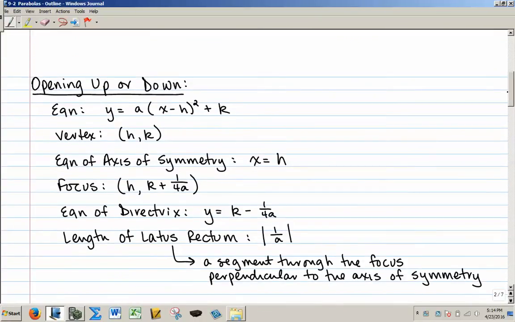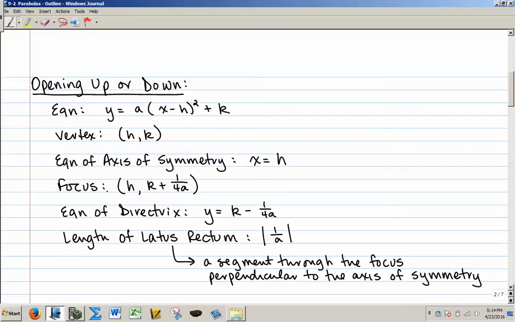The equation of a parabola that opens up or down is y equals a times the quantity x minus h squared plus k, where the vertex is (h, k), and the equation of the axis of symmetry is x equals h. That is a vertical line that goes through the vertex about which the parabola is symmetric.